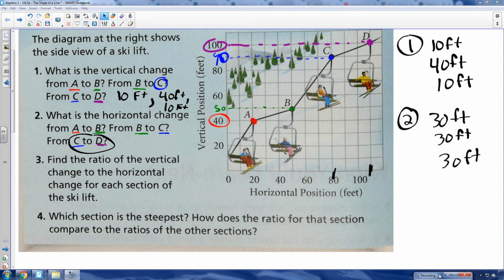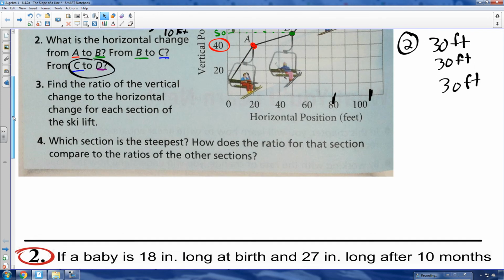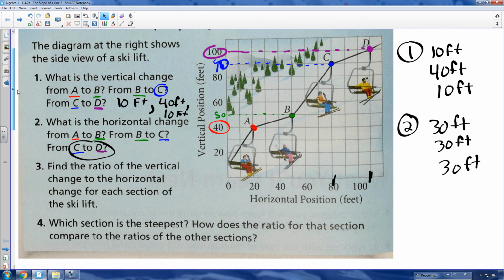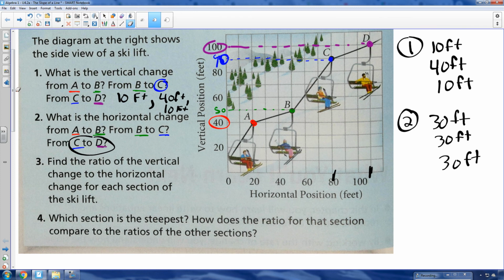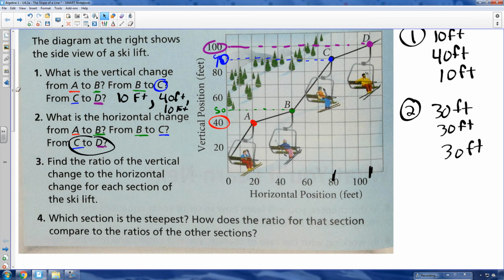So as we carry on, we've got to find the ratio of the vertical change to the horizontal change for each section of this ski lift. So the ratio of the vertical change to the horizontal change. I don't really want to erase this. I want to keep this information here because I had 3 answers each time, right? I had 3 different answers.